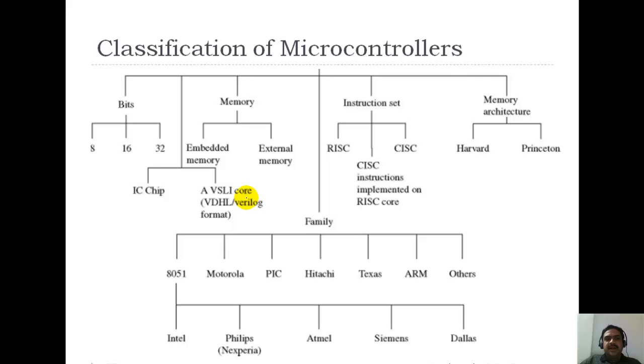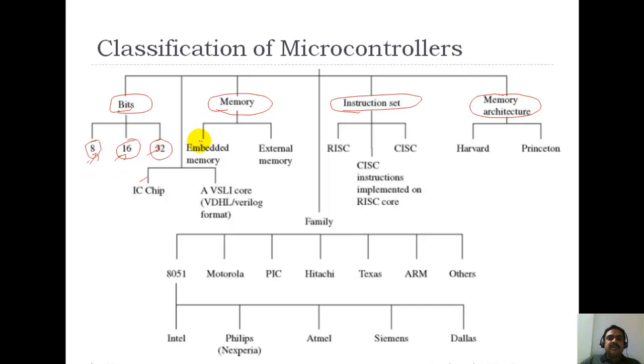Now, microcontrollers can be classified on so many aspects. So we can't say this is how microcontrollers can be classified. They can be classified based on the bits of operation, when I say bits of operation, I'm talking about data bits, based on the memory it has, based on the instruction set it carries, and based on the memory architecture. If you take the bits, microcontrollers can be classified as an 8-bit, a 16-bit, or a 32-bit controller. I've already told you 8, 16, 32 are nothing but the bits of data that can be handled at an instant or simultaneously.